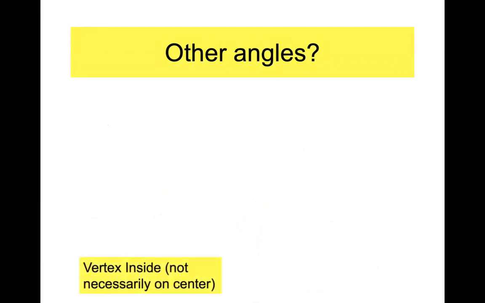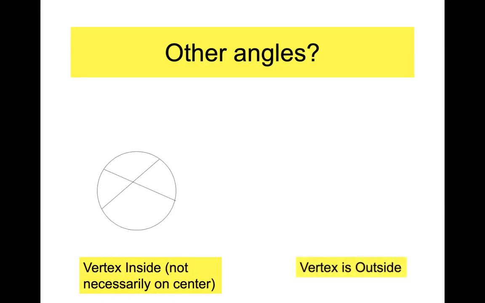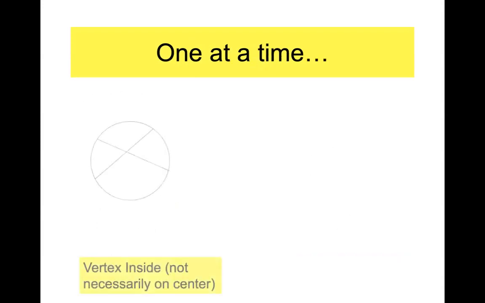All right, so the vertex is inside the circle, but not necessarily at the center. In that case, if you extended the angle in the opposite direction, you get this X-looking shape. And if it's on the outside, it's going to look something like that. So those are the 2 basic shapes that we're going to be dealing with today. Okay, one at a time. We'll do the first one, the one with the X on the inside.